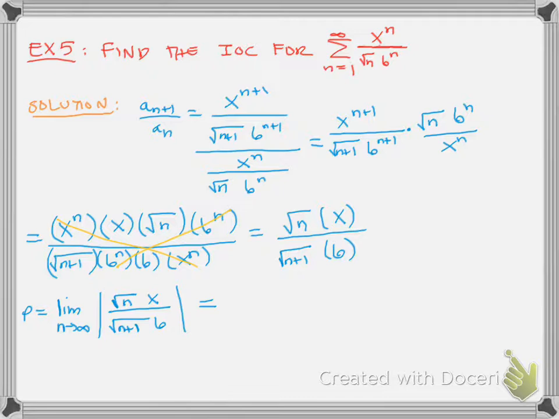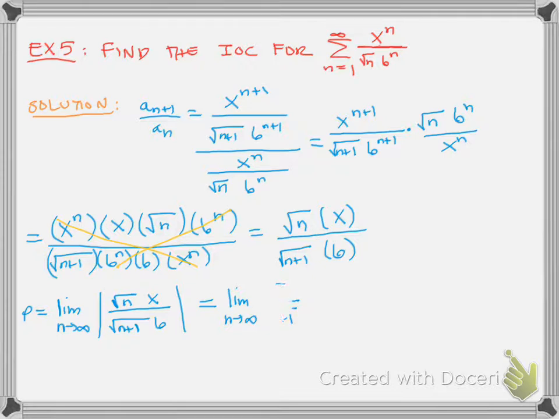All right, so we make that starting from 1. So n is starting from 1 to infinity. So n is always going to be positive. So we can take the n and we can take the 6 out of the absolute value, but we have to keep the x in the absolute value because x could possibly be a negative number. So this is going to be the limit as n goes to infinity of the square root of n over the square root of n plus 1.